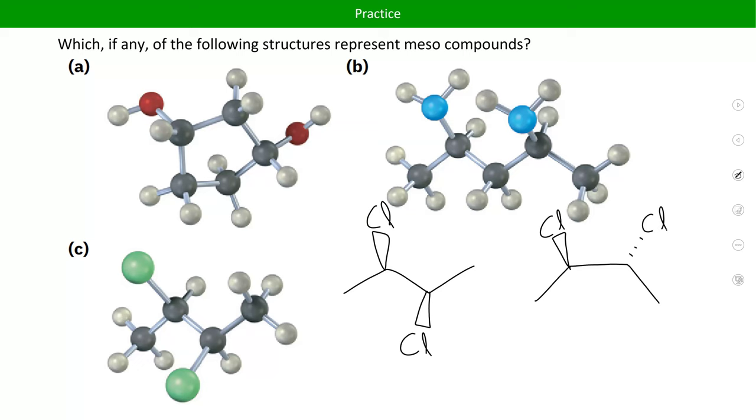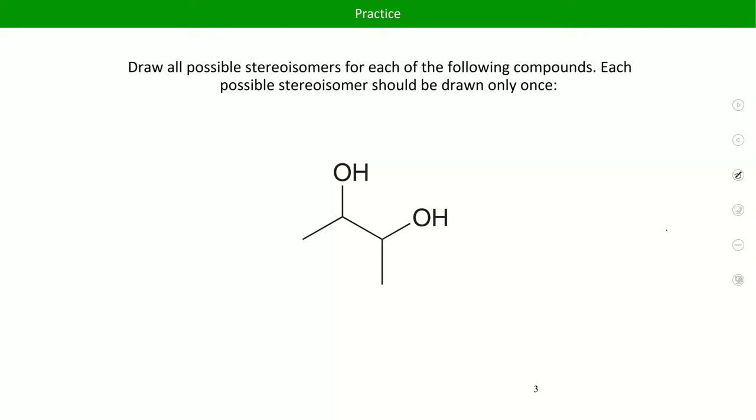So with that in mind, let's do the flip side of this. Okay, here's a molecule. Figure out how many stereocenters it has and figure out all the possible stereoisomers.